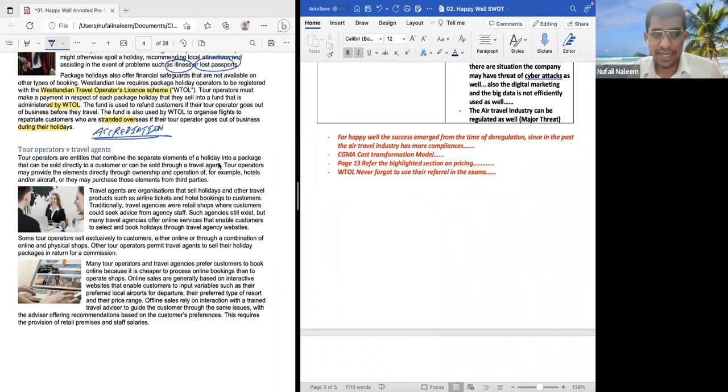Tour operators are entities that combine the separate elements of hotels into a package that can be sold directly to a customer or sold through a travel agent. Tour operators may provide elements directly through ownership or operations, for example hotel or aircraft, or they may purchase those elements from third parties. So if you see, Happywell is a tour operator. Why? Because we are effectively selling many parts together. Correct, students? We are a tour operator.